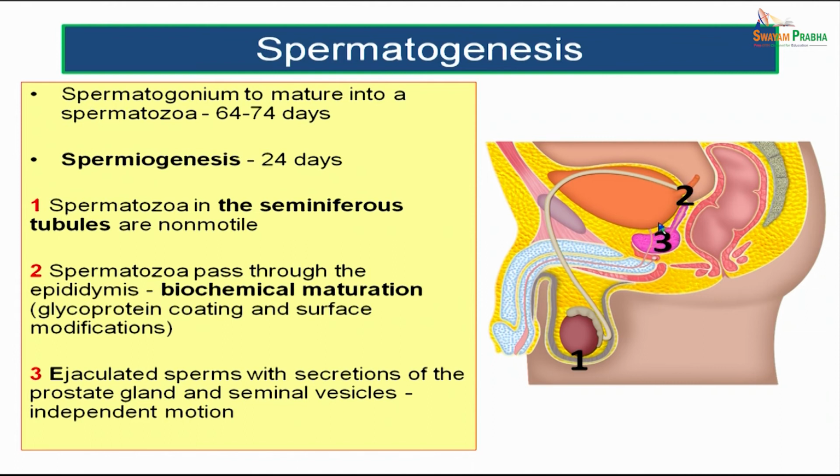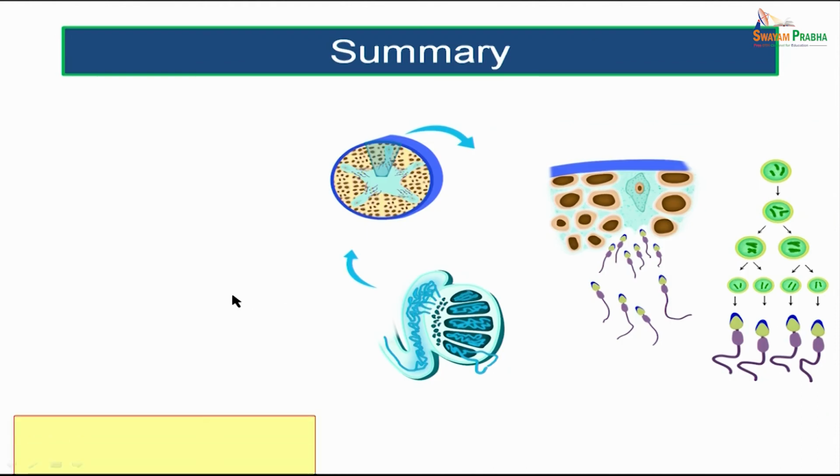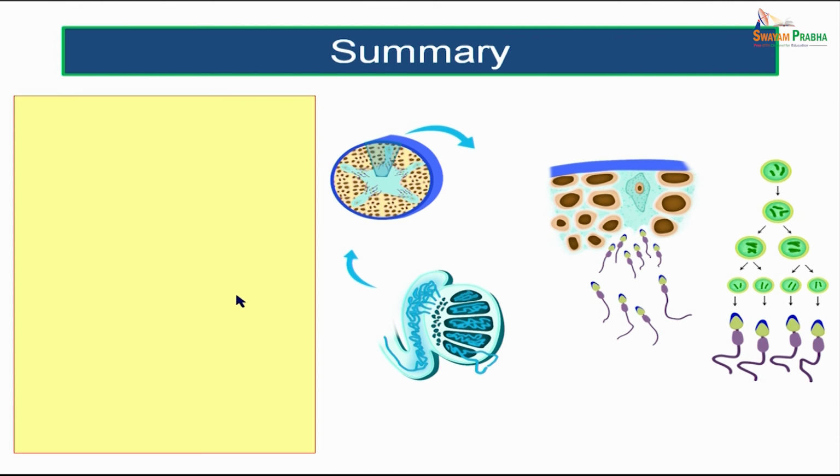So, this will be ejaculated along with the secretions from the prostate gland and seminal vesicle. After that, the sperms will have independent motion. They will reach the cervix and crawl into the uterine tube for fertilization. Before moving on to the clinical aspects, let us have a quick summary about spermatogenesis.